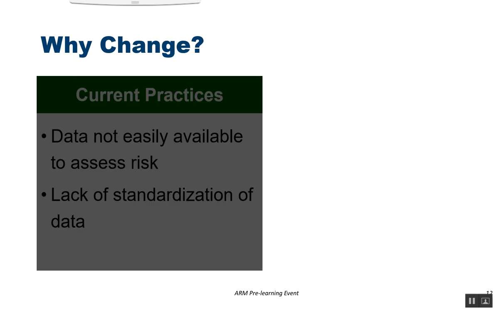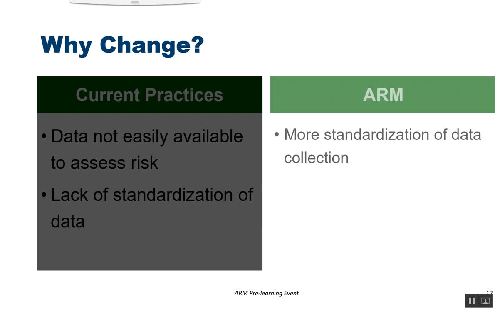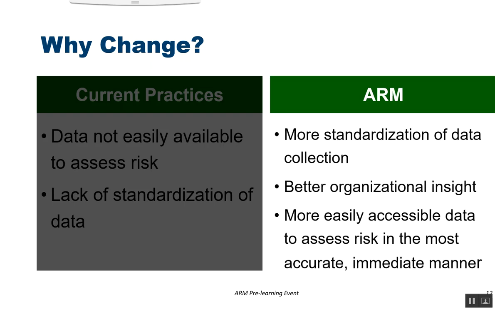Okay, so what are some of the changes? Currently with ACAS, access to information is not readily available, and there is a lack of standardization of the data. ARM brings more standardization of the data collection. It is better organized, and it's more accessible for risk assessment on the back end.